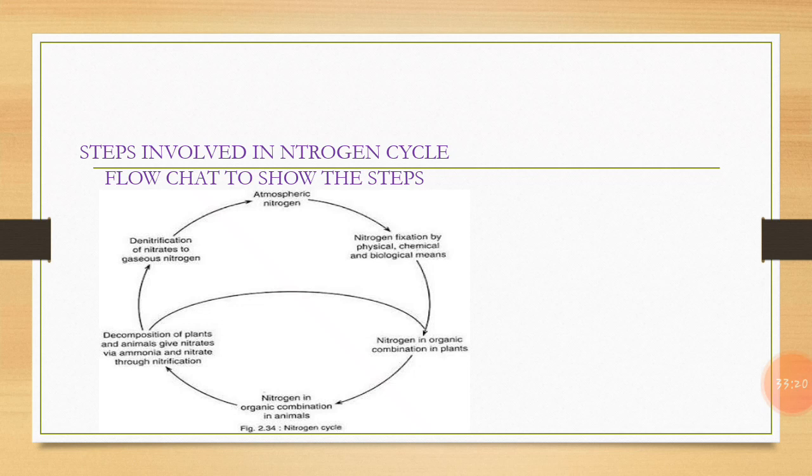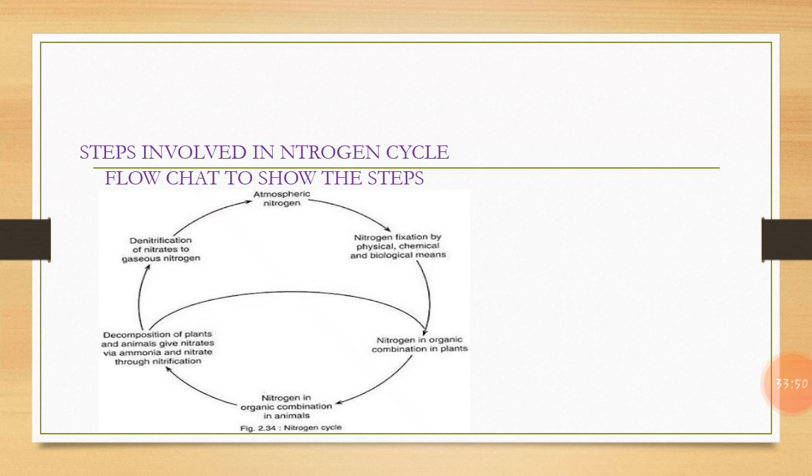So this is about denitrification, and this is the final stage of the nitrogen cycle. These are the different stages included in the nitrogen cycle, and this cycle occurs in nature. So we now know what the nitrogen cycle is and what the different steps are.